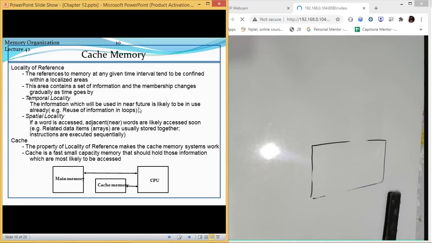Whatever data we are currently using, we are going to keep the same data. That is for temporal locality. For spatial locality, we are going to access the nearby data as well.